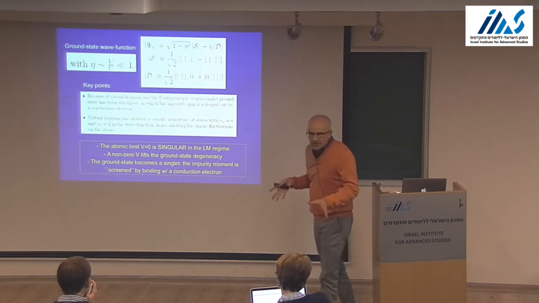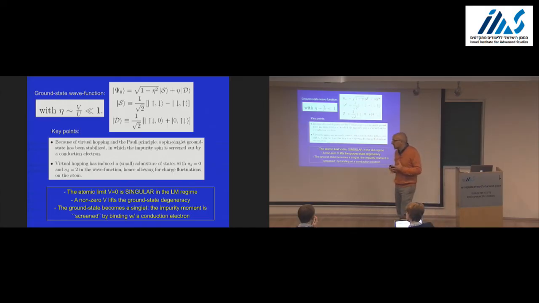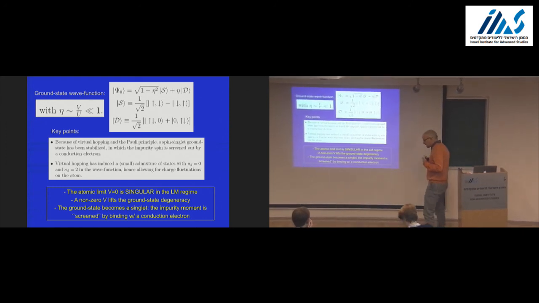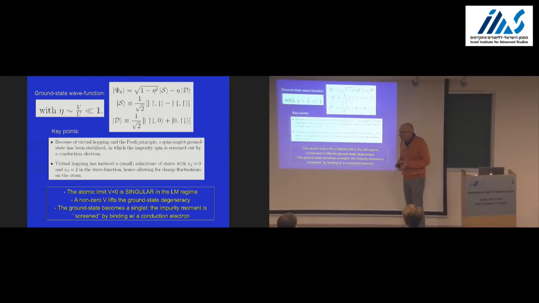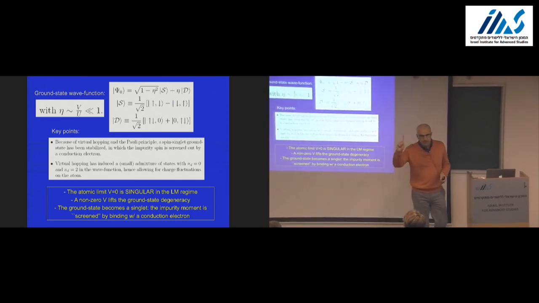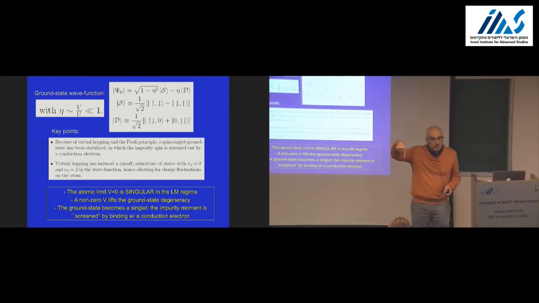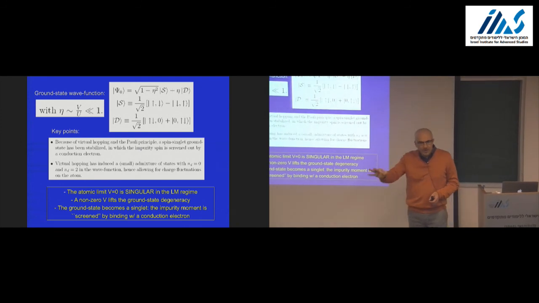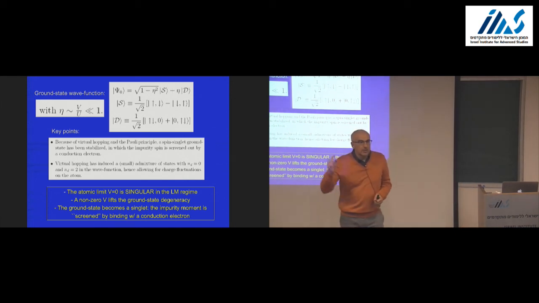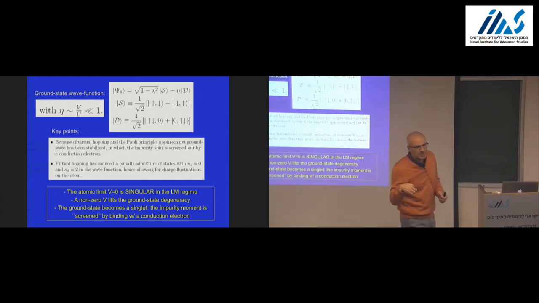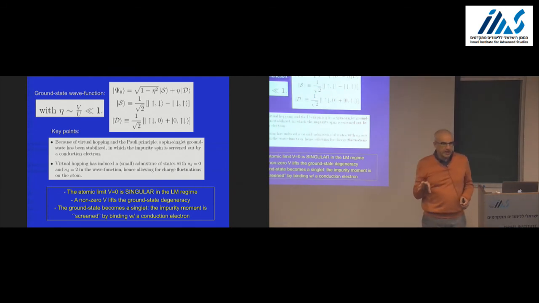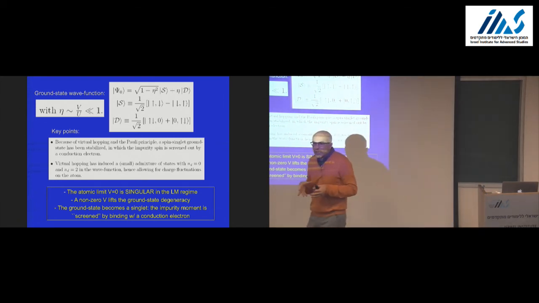So there are two important messages here. The first message is that originally at V equals 0, we had a doubly degenerate ground state with a local moment that could be up or down. And turning on V lifted that degeneracy, and that local moment got screened out by the conduction electrons in the reservoir to form a local singlet. This phenomenon has a name. It's called the Kondo effect.